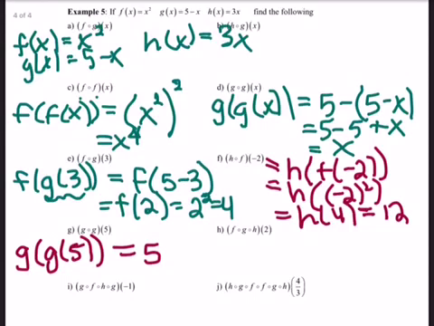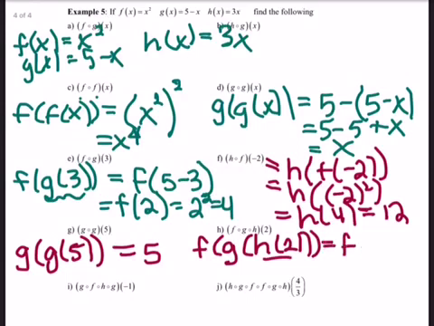Alright, so now let's do multiples. So I've got f of g of h of 2. So I'm going to start in the innermost and work my way out. So I need to do h of 2 first. So h of 2 is 6. So now I've got to do f of g of 6, and then I plug in 6 for g, which gives me negative 1, and f of negative 1 quantity squared is 1.